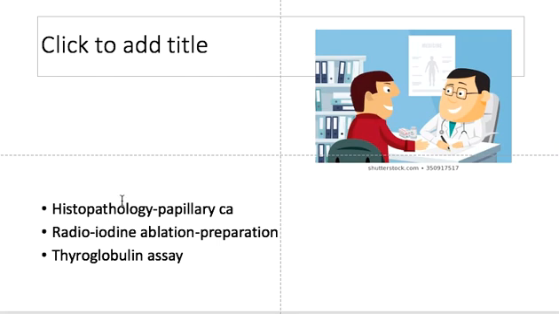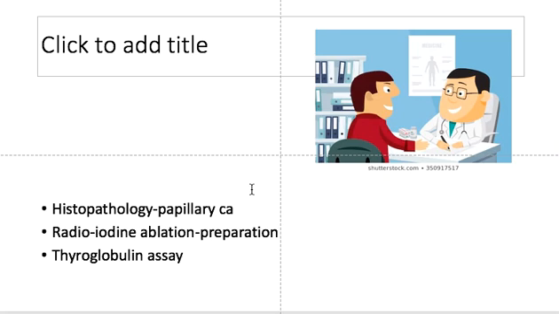And then the patient was seen in the clinic again. I was talking of a female patient, maybe the husband came to the clinic. So it is a papillary carcinoma.